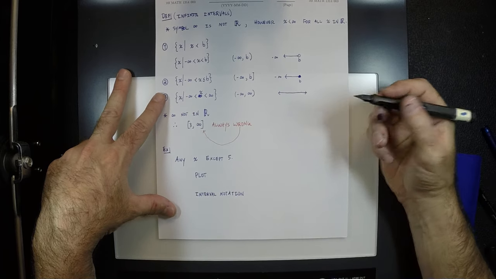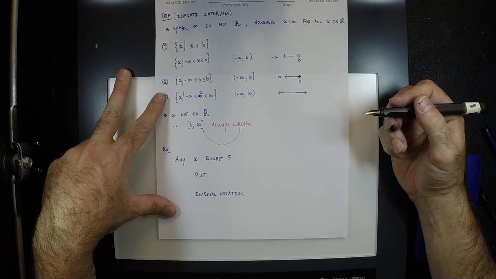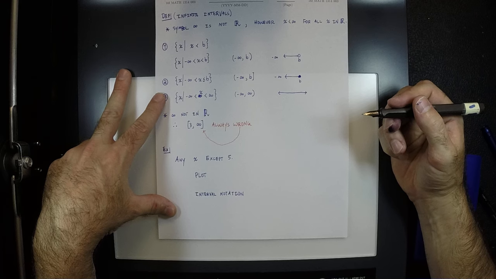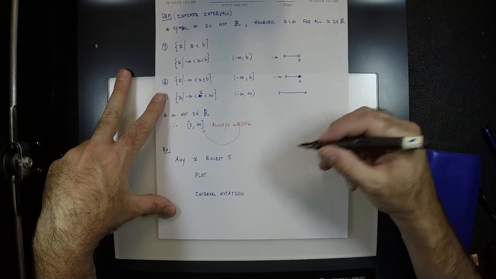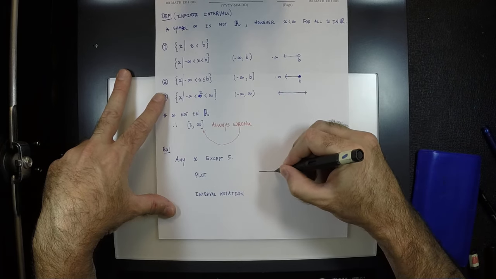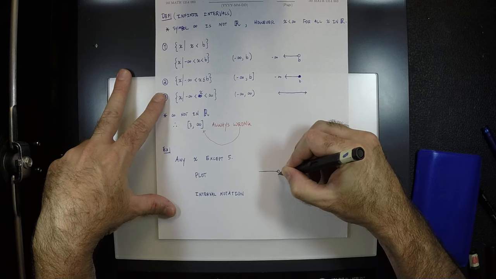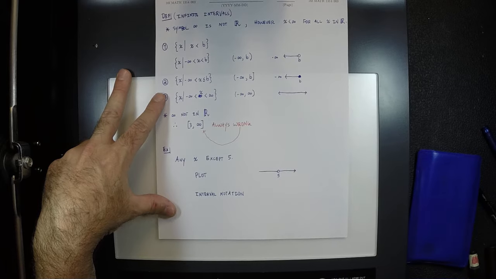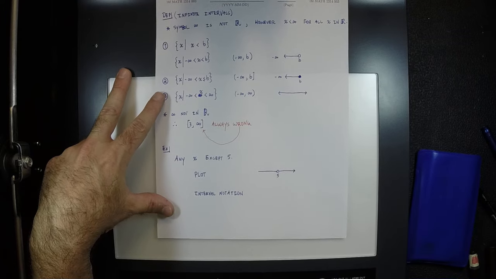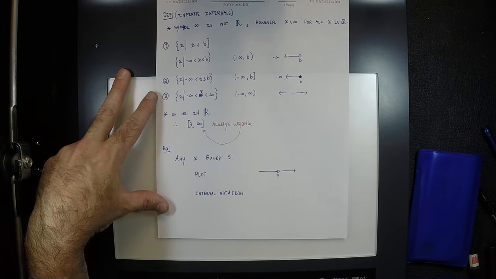So as a plot, it's like you took the whole line, and then someone came by and stole 5, right? Deleted 5, vandalized the line there. Okay, so anything except 5.